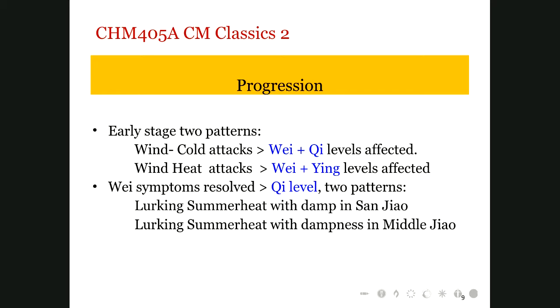Now, progression of lurking summer heat with dampness. The early stage of the two patterns depends on the invading pathogen. If the invading pathogen is a wind cold attack, usually what results? Because the cold involved is more yin in nature, you usually have both the Wei and Qi levels affected simultaneously. Because external cold with internal damp and incubated summer heat, cold is yin in nature, summer heat is heat, and the dampness is cold, so it very easily stays in these two levels.